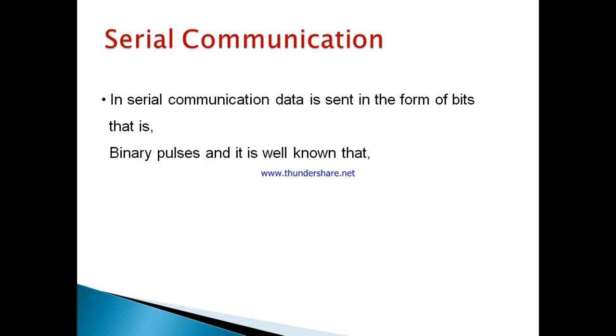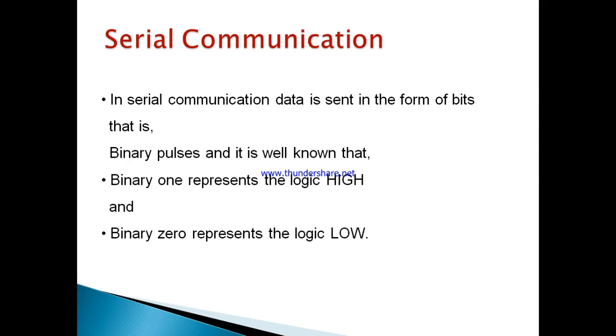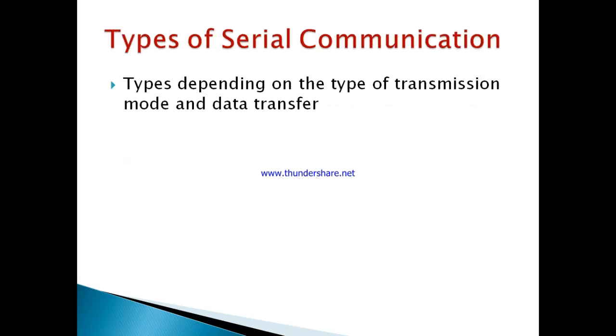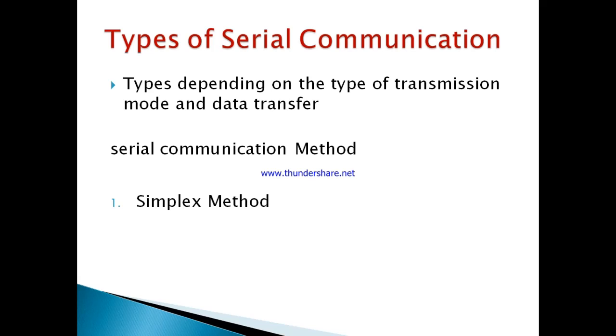In serial communication, data is sent in the form of bits, that is, binary pulses, and it is well known that binary 1 represents logic high and 0 represents logic low. Now, there are several types of serial communication, depending on the type of transmission mode and data transfer. The transmission modes are classified as simplex, half duplex and full duplex. Let's become briefly familiar with the transmission modes.